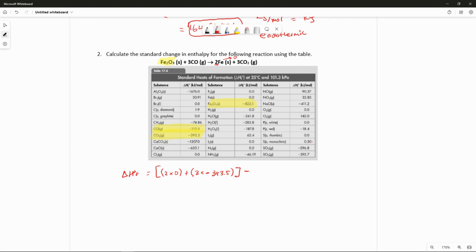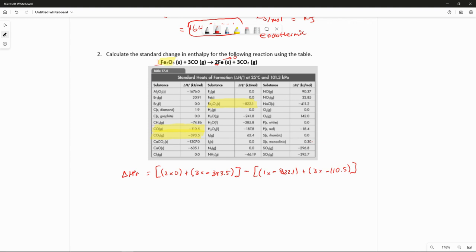the reactant, which is 1. There's an imaginary 1 in front of the Fe2O3, so it's going to be 1 times the value of Fe2O3, which is negative 822.1 on the chart, plus 3 times the value of CO, which is negative 110.5, and solve. All right, 2 times 0 is 0.